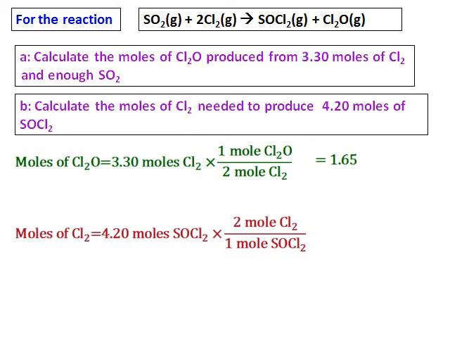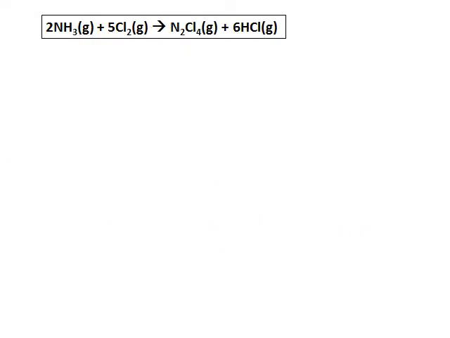The second part is also easy. I need to know how much chlorine is needed to produce 4.20 moles of SOCl2. So start with the 4.20 moles of SOCl2, and using the equation, 2 moles of Cl2 give you 1 mole of SOCl2. I can calculate the moles of chlorine from that. This is a kind of easy question, so consider it a warm-up before we go into difficult questions.